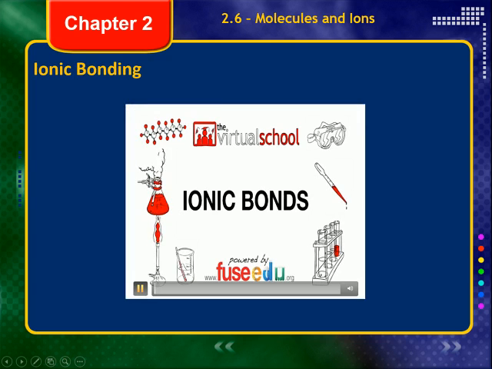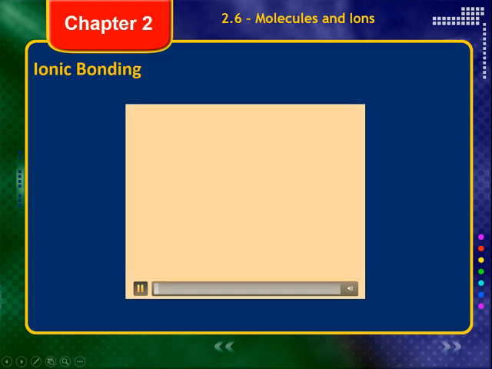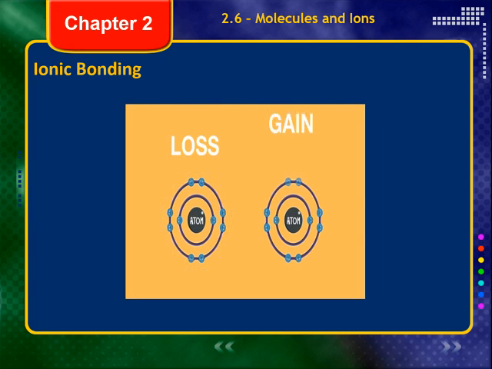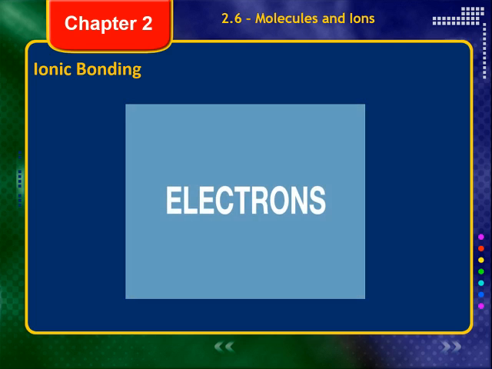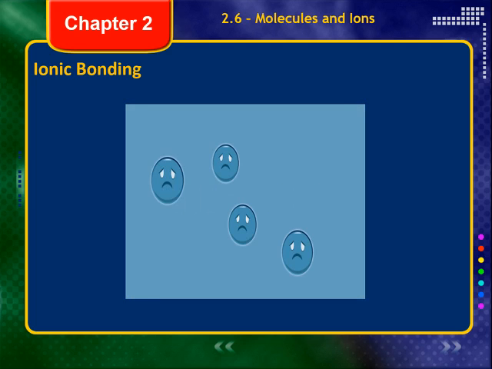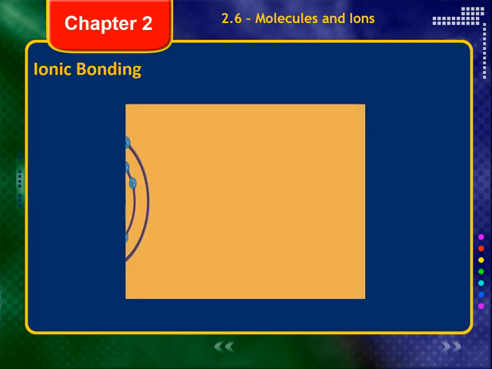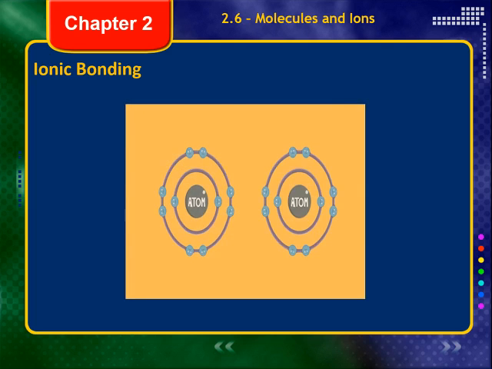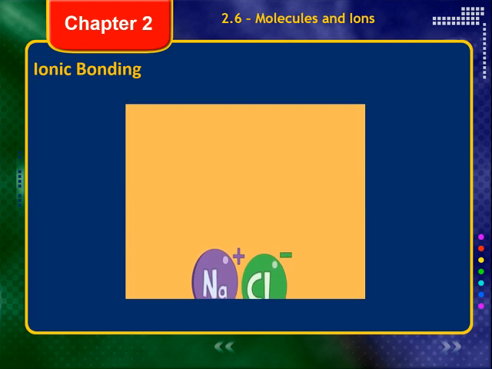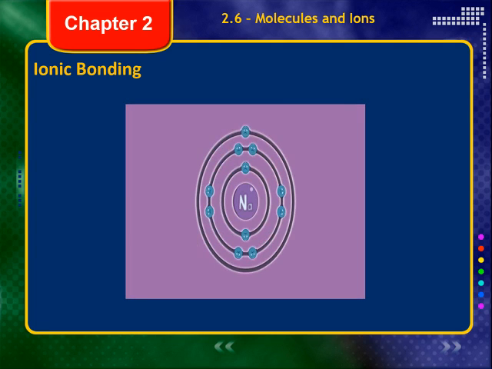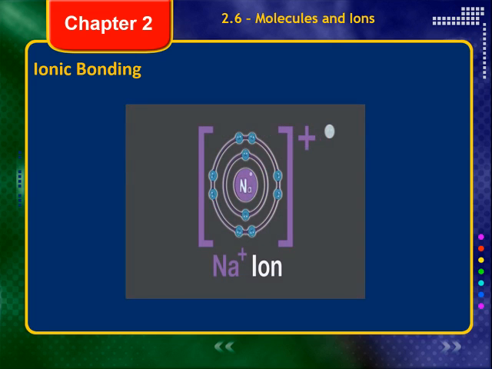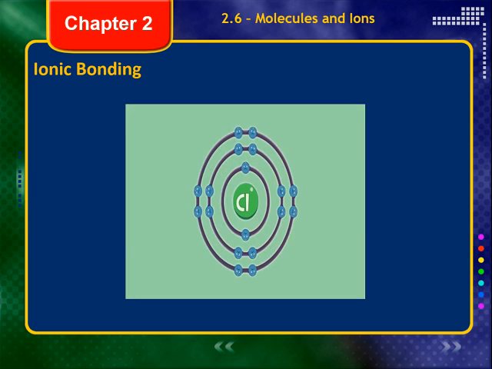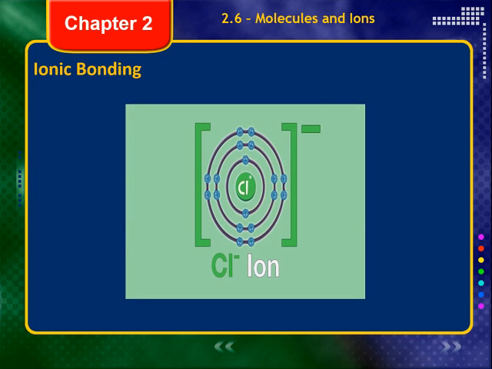Now we will learn about ionic bonds. Ions, as you already know, are formed from the loss or gain of electrons. Electrons, however, do not suddenly appear or disappear. They are, in fact, transferred from one atom to another. Let's look at sodium chloride as an example. Sodium loses one electron to form a sodium ion. The electron is not lost, but transferred to chlorine to form a chloride ion.